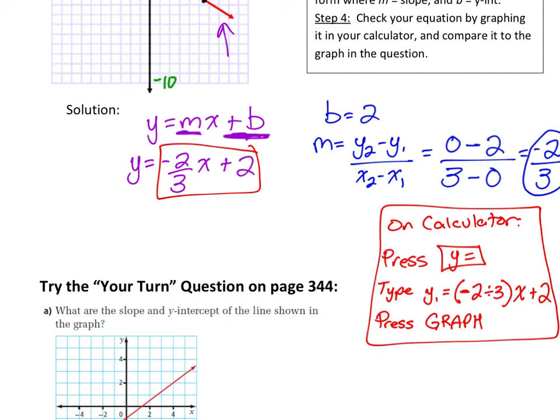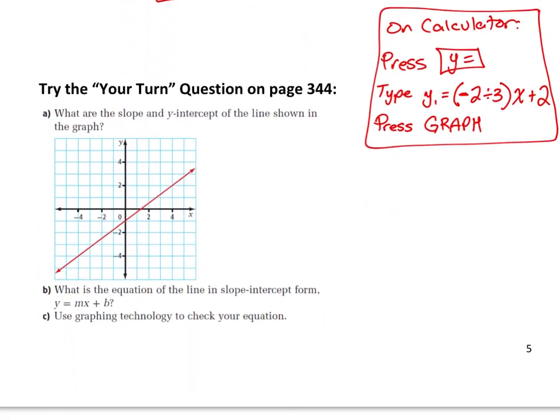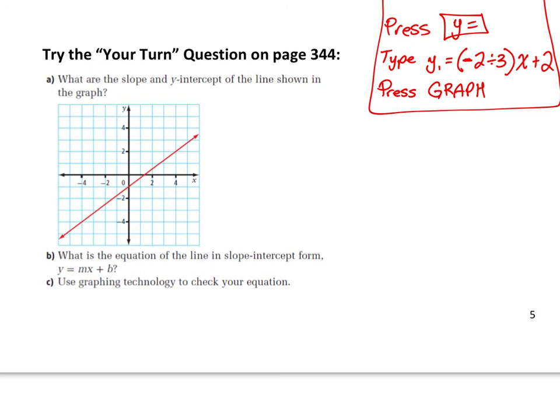All right, so now you can try the Your Turn question from page 344 in your textbook. I've included it in the notes here. Part A is, what is the slope and y-intercept of the line shown in the graph? And then what is the equation of the line? And check your answer using your graphing technology. So pause the video here and give this question a try, just like example 2 above, and then press play again to see the solution.